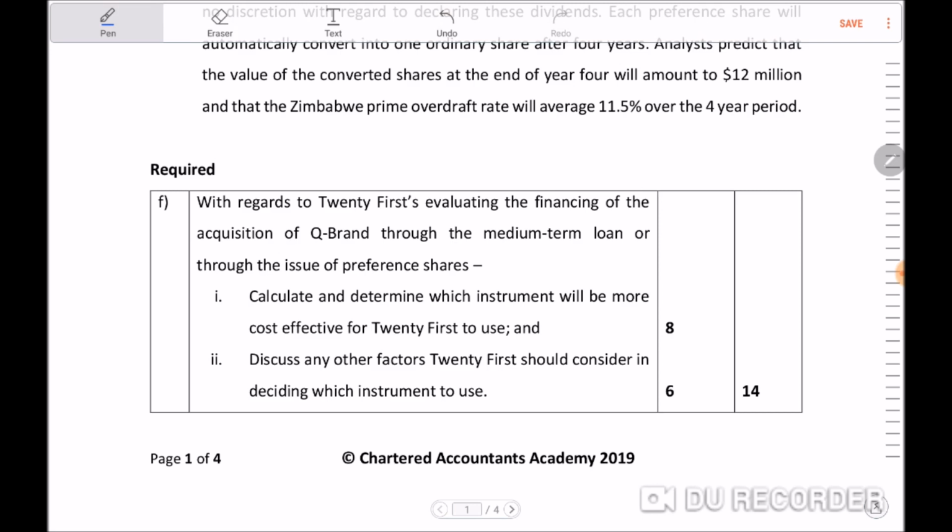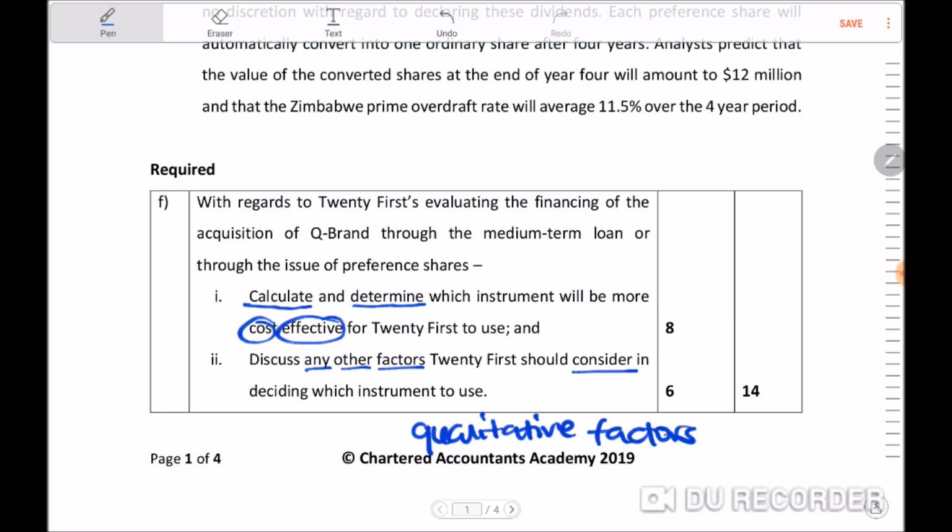So number one, we needed to calculate and determine which instrument will be more cost effective for 21st to use, and secondly, to discuss any other factors. So likely these other factors are your qualitative factors that 21st should consider in deciding which instrument to use, giving us a grand total of 14 marks.